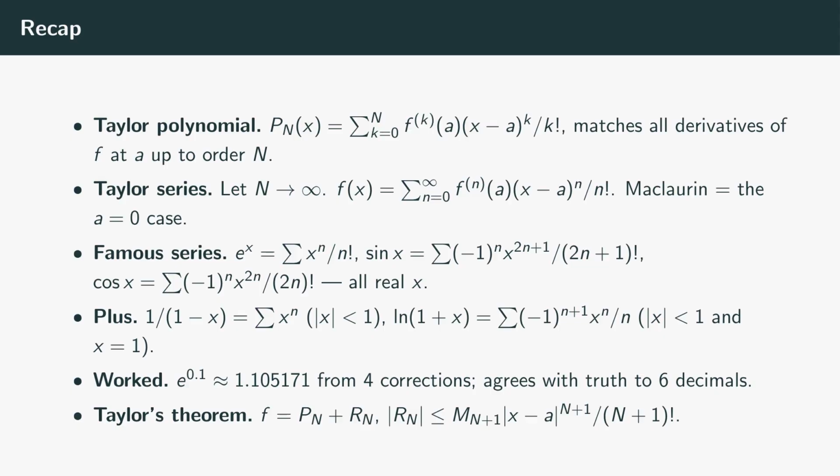Recap. The Taylor polynomial of order n is the unique polynomial of degree at most n whose derivatives at a agree with f's derivatives at a up to order n. Its coefficients are the k-th derivative of f at a over k factorial. Let n go to infinity and you get the Taylor series. When the expansion point is a equals 0, it's called the Maclaurin series.